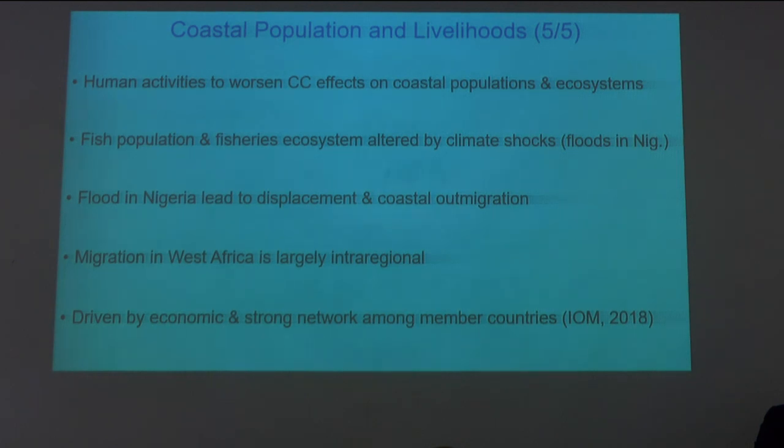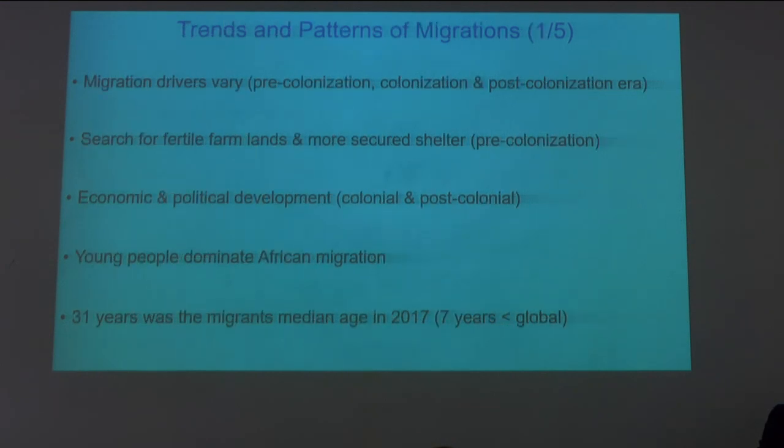The migration in West Africa is largely interregional. That means most of the migrants in West Africa migrate within West African countries. And this is driven mainly by search for economic opportunities and strong networks among member countries. And next, we look at the trend and patterns of migration.